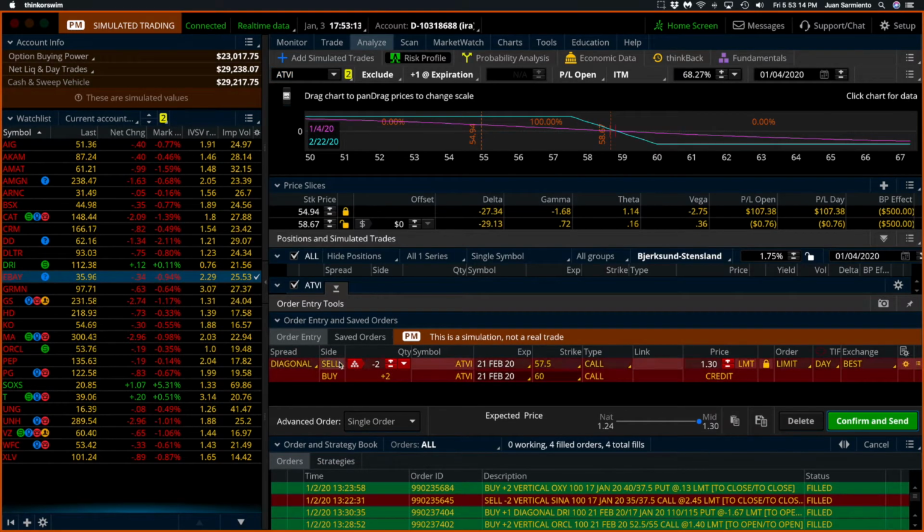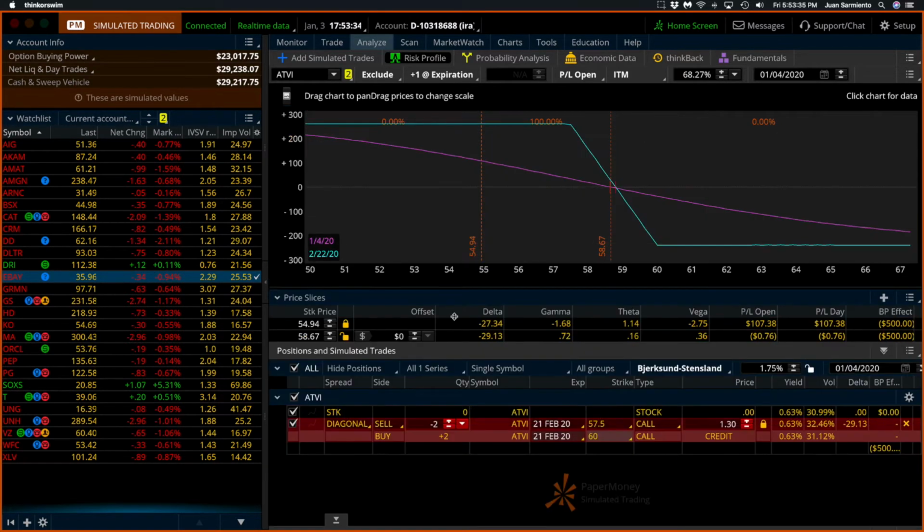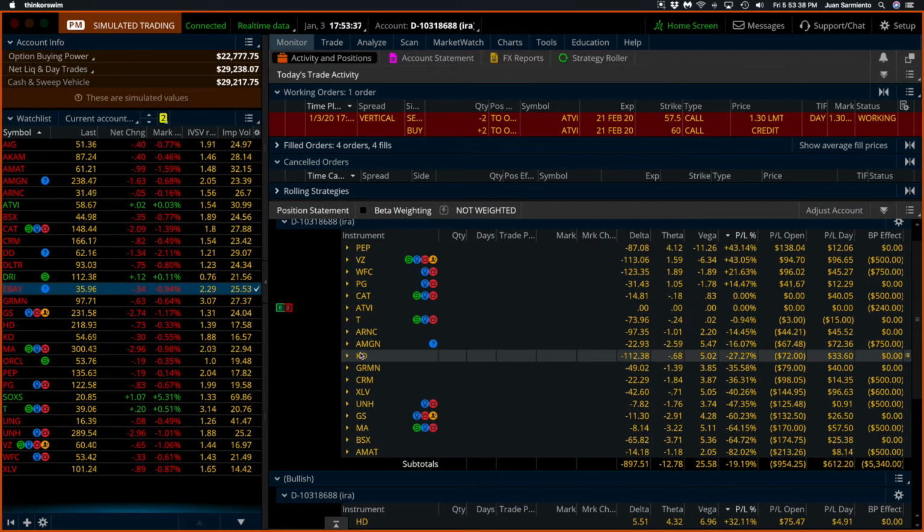When you enter this trade, confirm and send, you get the chance to choose an account if you have several accounts, and you can even choose to put it into the bearish list. I'm going to do that so that I don't have to shift it back and forth. This will put it into the right group. And when you go here to the monitor tab, it shows right here BNS means buy and sell, ATVI bearish trade. So that's an easy way to handle that.